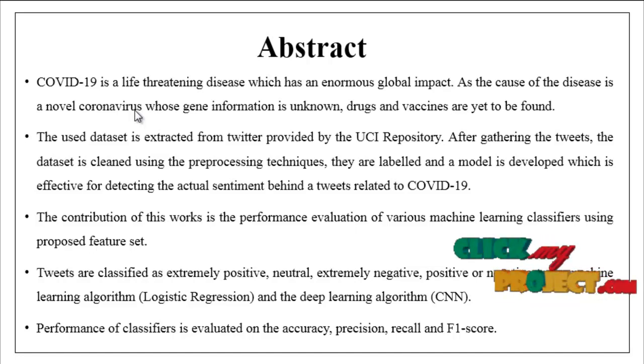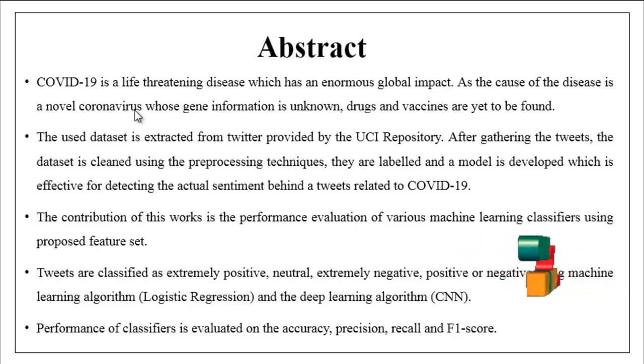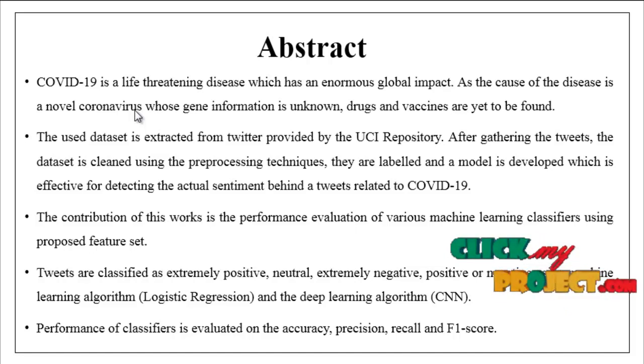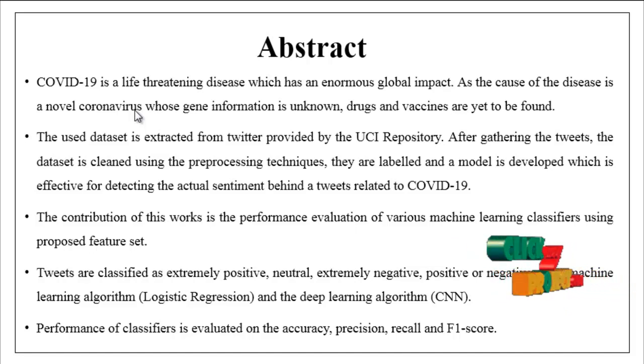Tweets are classified as extremely positive, positive, neutral, negative, or extremely negative using a machine learning algorithm, that is logistic regression, and a deep learning algorithm, that is the convolutional neural network. The performance of the classifiers is evaluated on the basis of accuracy, precision, recall, and F1 score. Then we compare the graphs for all the above mentioned techniques. So this is the overview of our project.